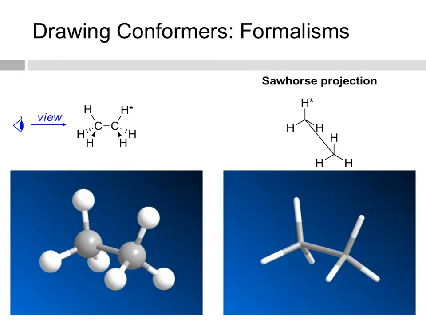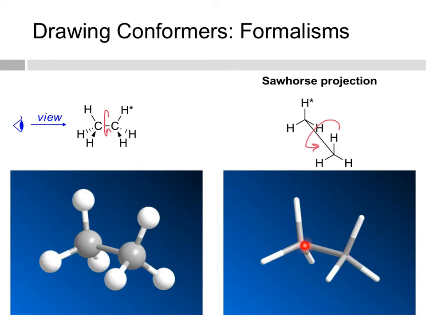The best way to visualize conformers is to use molecular models. So build a molecular model of ethane and rotate this single bond here. So you're rotating across this single bond. Rotate this single bond until you make this particular conformation. This conformation is called the eclipsed conformation because these hydrogens are directly behind each other.